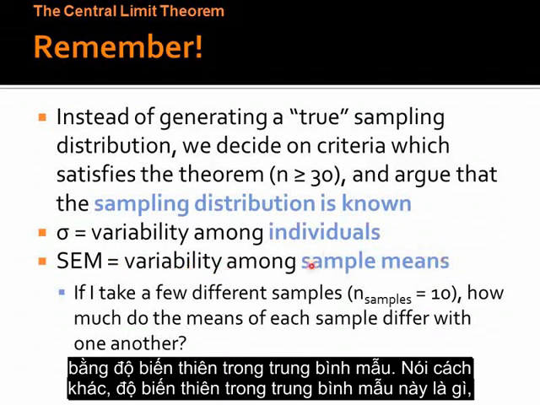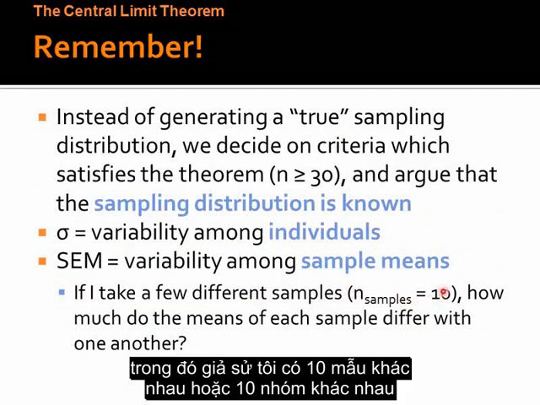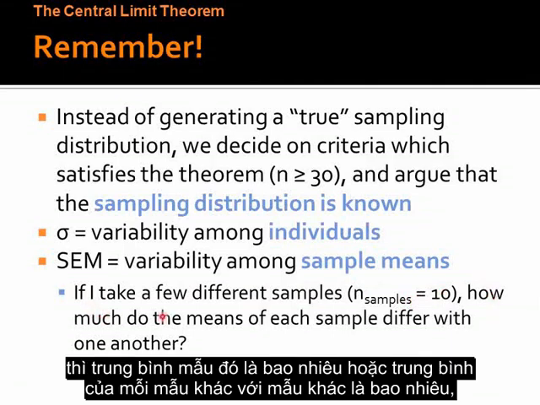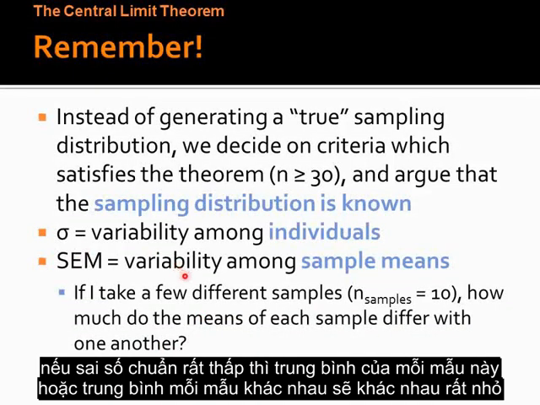Or in other words, what is this variability among sample means? It's just a way of saying, if I have different samples or different groups, let's say I have 10 different samples, how much do the means of each sample differ from one another? If the standard error is very high, then the sample means which I calculate may vary from each other quite a lot. If the standard error is very low, then the sample means of each different sample will vary from each other by very little.